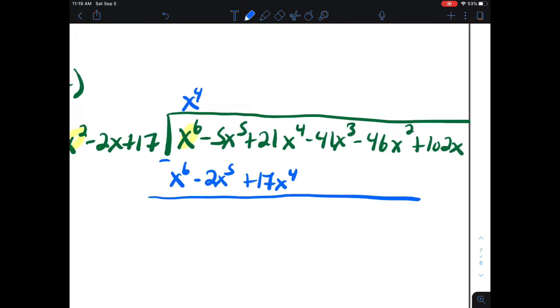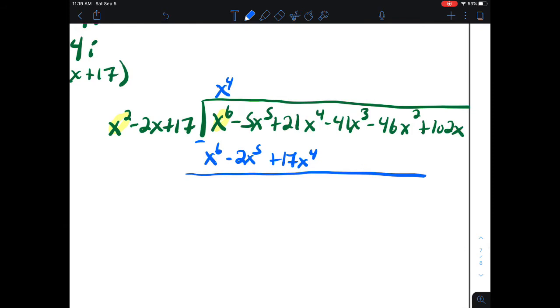Zoom in here, make it a little easier for you to see. Then the x to the 6th cancels. I'm going to have negative 3x to the 5th plus 4x to the 4th. Drop the next number down, minus 41x to the 3rd. And then do the process over again. So I want to make that x squared become negative 3x to the 5th. So I'd be multiplying it by negative 3x to the 3rd. And then multiply it to all of my terms.